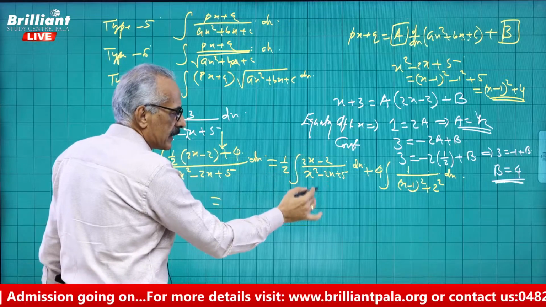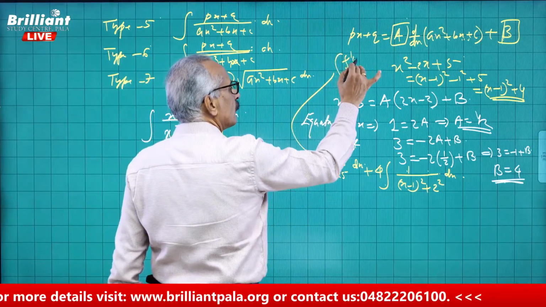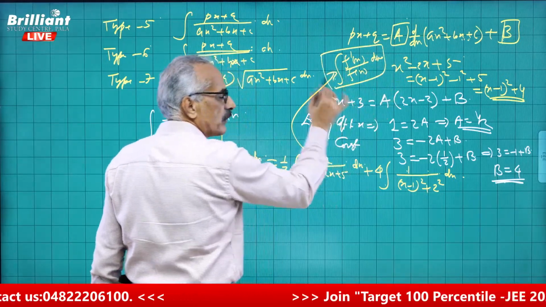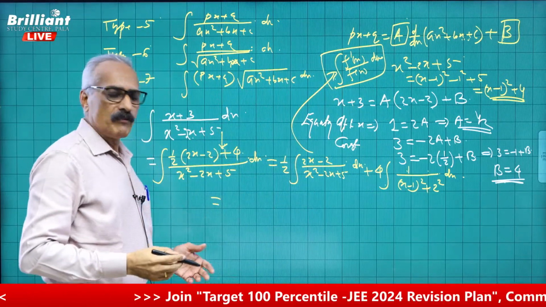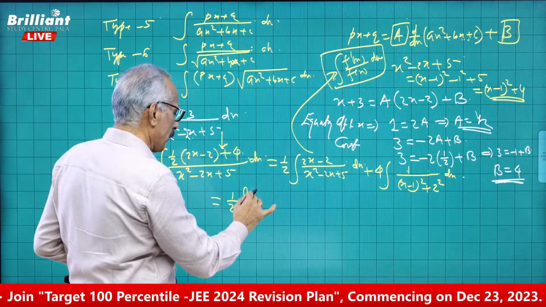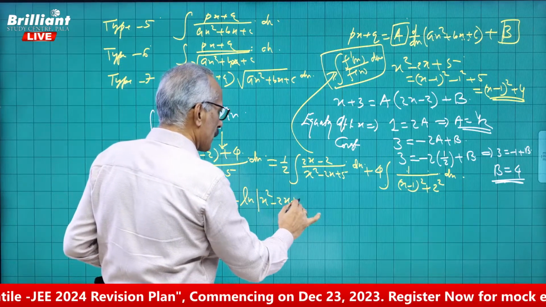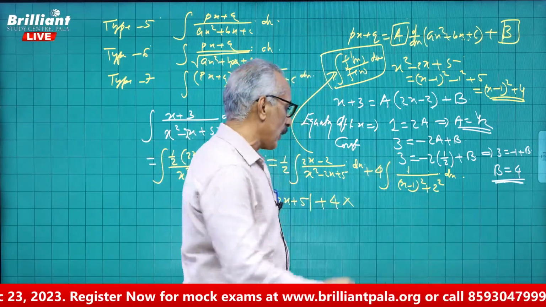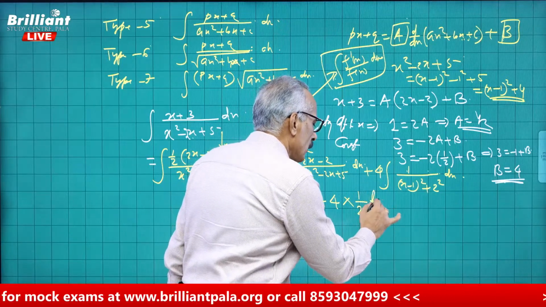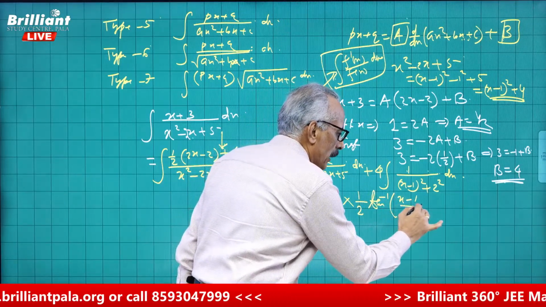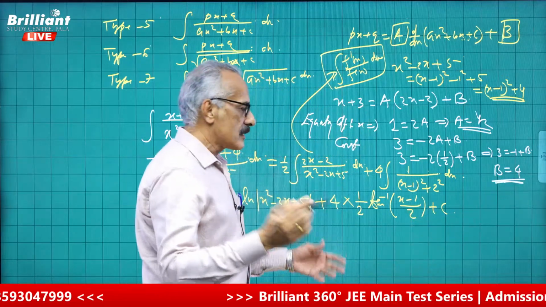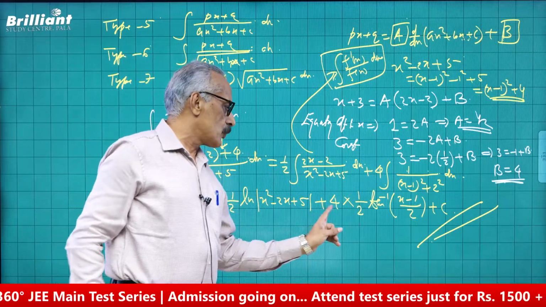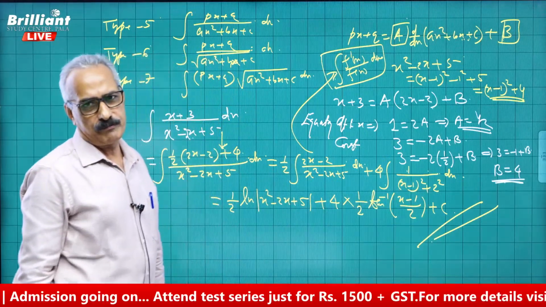Now your answer. What is this formula? It is integral f dash x divided by f of x dx. What's the formula? Logarithm of the denominator. So, half into logarithm of x square minus 2x plus 5, plus 4 into the formula 1 upon x square plus a square, which is 1 by a tan inverse x by a: 1 by 2 tan inverse of x minus 1 by 2, plus c. You are through with your answer. You can simplify and get the result. 4 and 2 will cancel. There will be 2 tan inverse of x minus 1 by 2 plus c.